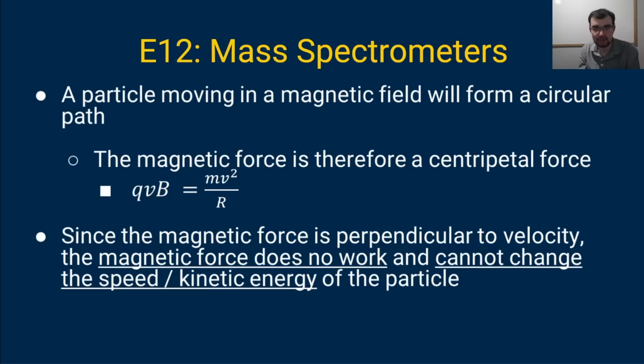Then for the mass spectrometer, this is just a reminder that charged particles in a magnetic field form circular paths. So the QvB magnetic force is causing a centripetal mv squared over r force. Other facts about the magnetic force: since it's perpendicular to velocity, it does no work, and thus cannot change the speed or kinetic energy of a particle.